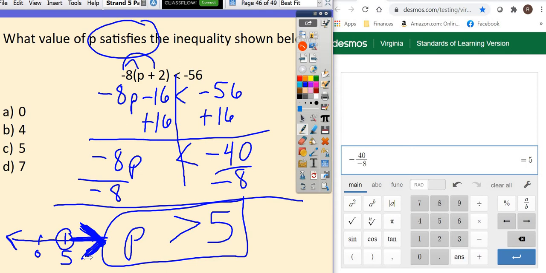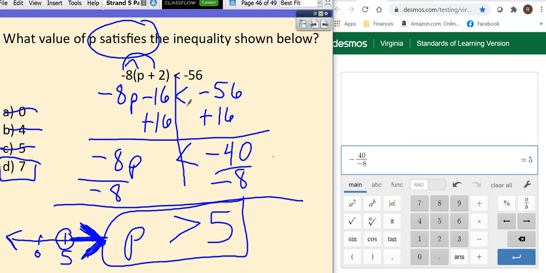So let's see. Is 0 in that shaded part? It is not. Is 4 in that shaded part? Nope. Is 5 in that shaded part? It is not, because it's not equal to. So 7 is the only thing that satisfies that inequality. So be super careful with these. I hate for you to do all this work, get P greater than 5, and then choose 5. But since it's not equal to, it is not part of the solution.